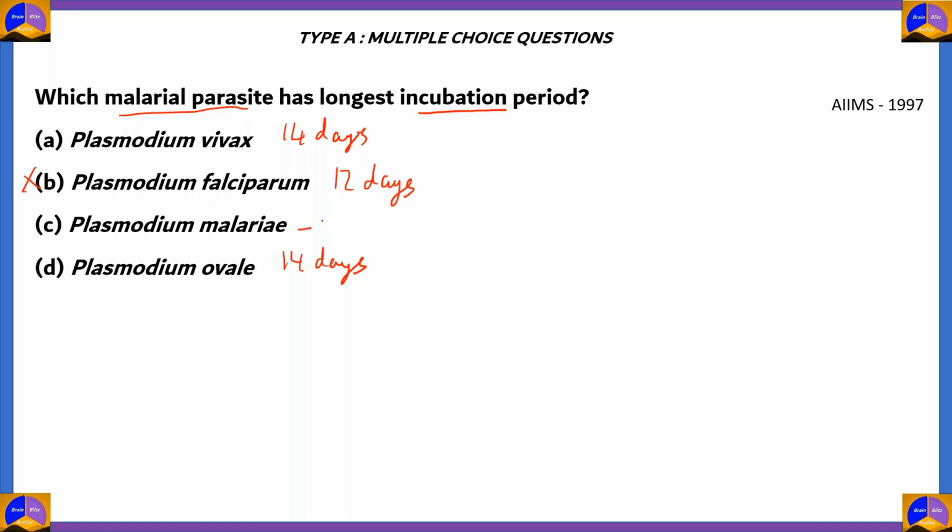What about option C, Plasmodium malariae? Plasmodium malariae is a whopper. It has the longest incubation period of 30 days. So therefore, option C is the right option. A and D are lesser than C, so they don't have the longest incubation period. So option C, Plasmodium malariae, is the malarial parasite which has the longest incubation period.